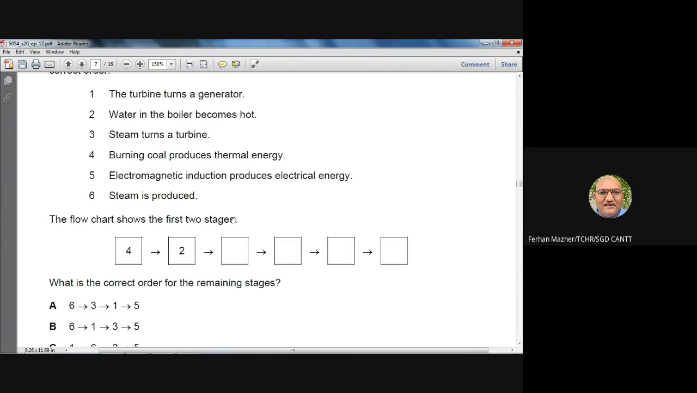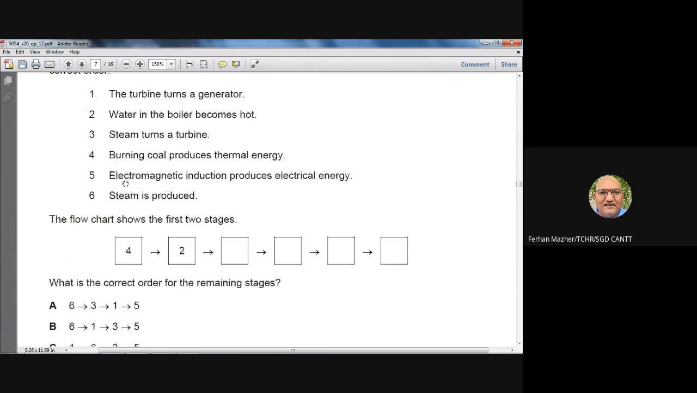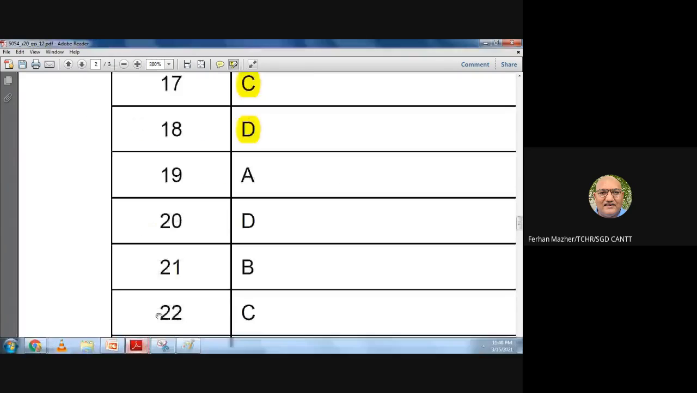And the steam turns the turbine, the turbine turns the generator. So 1, and electromagnetic induction produces electric energy, 5. That is the correct order. 6, 3, 1, 5. So A looks the right option. Let me check. Question number 19. I think A is the option.